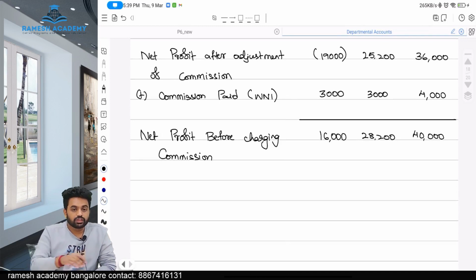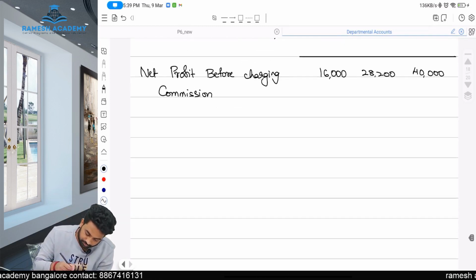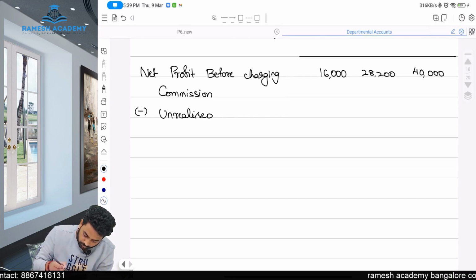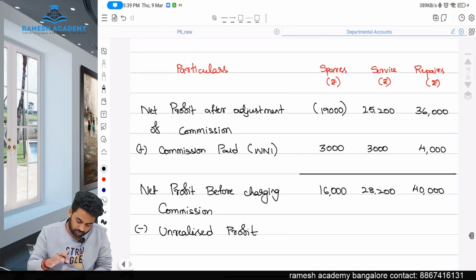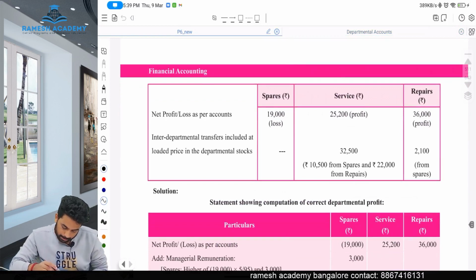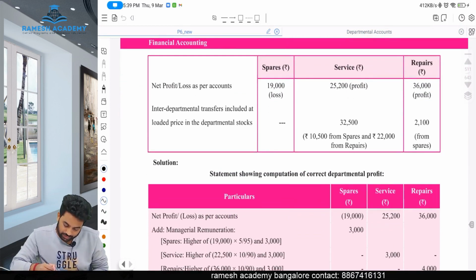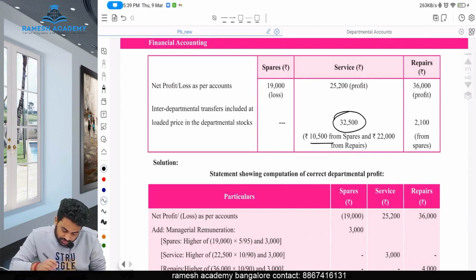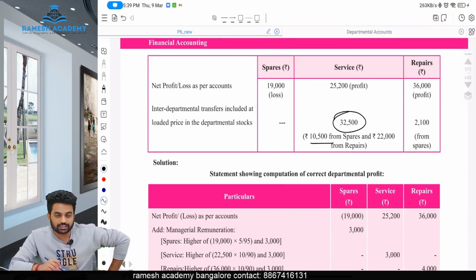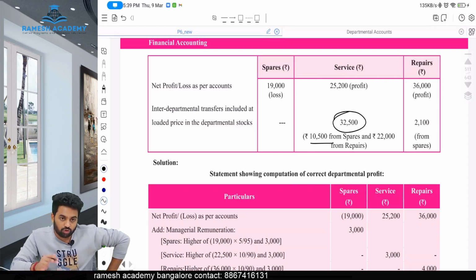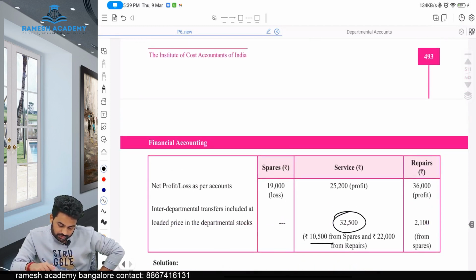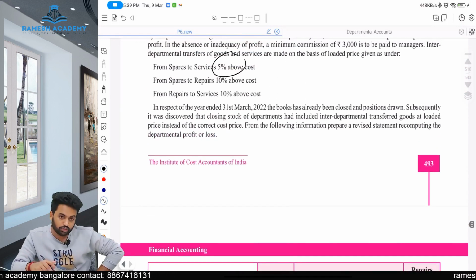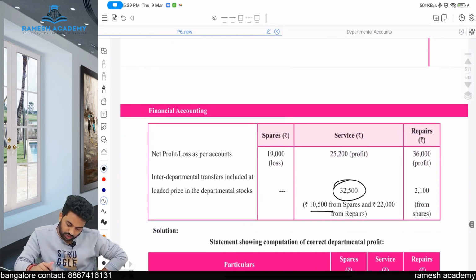Now we have to reduce the unrealized profit. Okay, how much is unrealized profit, sir? We will look into the question. Listen here. In the service department, 10,500 from spares is there. In the spares, we have taken more profit, although it is not realized. So spares is sending to the service department at what price? At 5% above the cost.